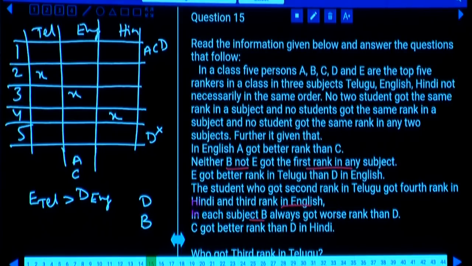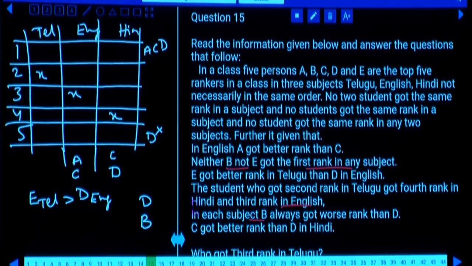And C got better rank than D in Hindi. In Hindi, C got better rank than D. As C got better rank than D in Hindi, then we need to find out these two cases. Clear now? Clear? Now this is what the information provided.